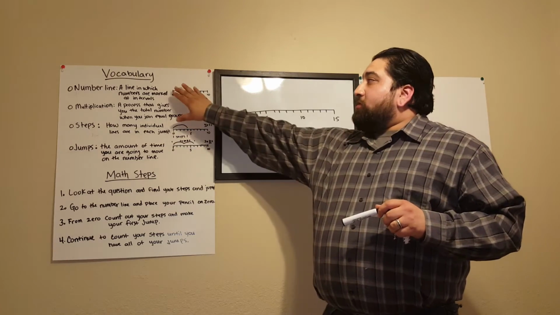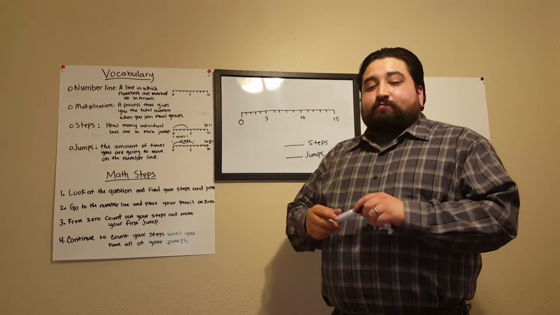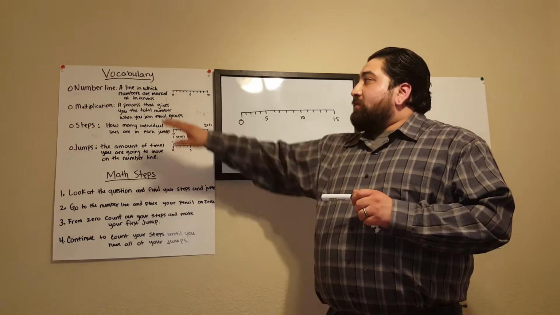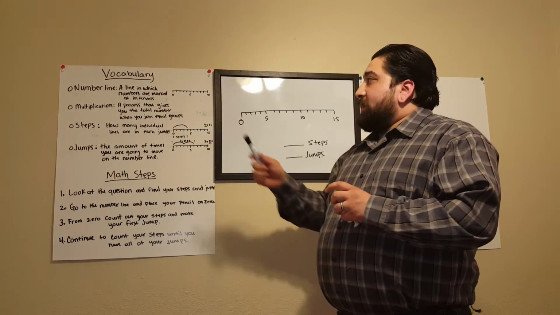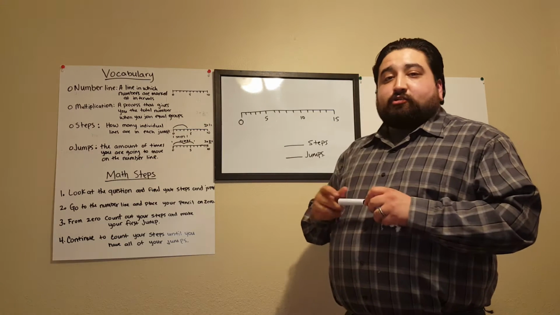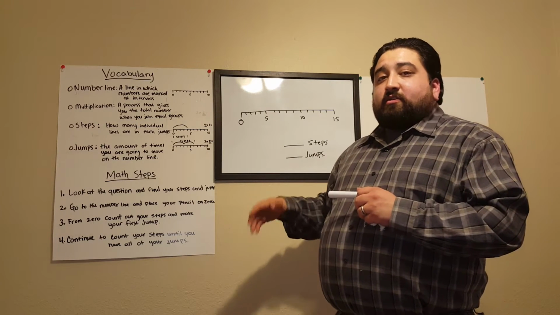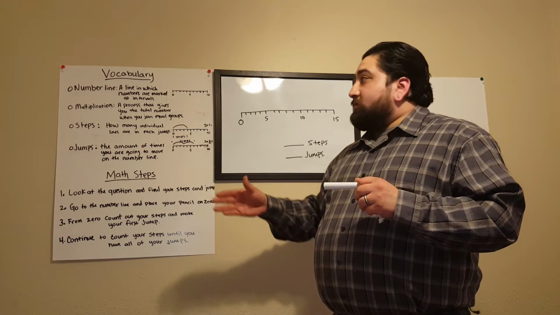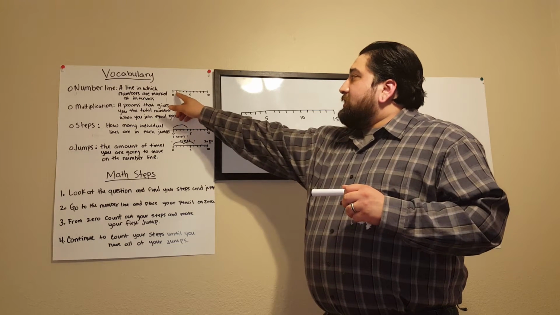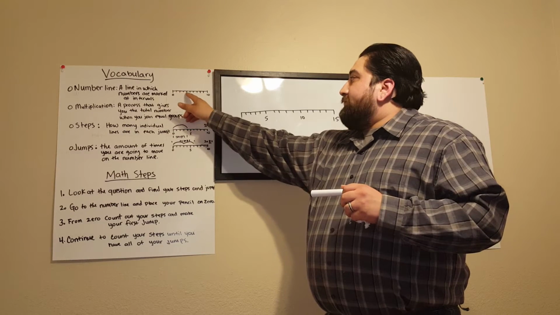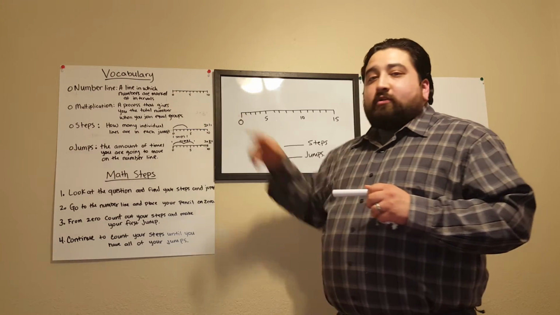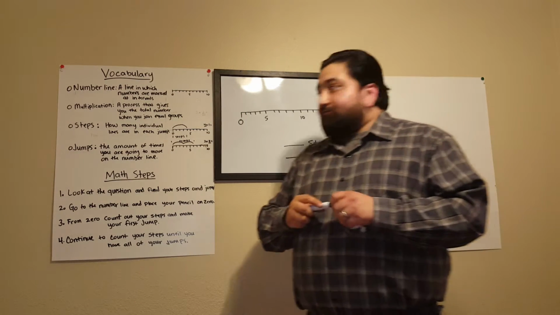Now the first thing we're going to go over is vocabulary. The first vocabulary word we have is number line. A number line is a line in which numbers are marked at certain intervals. You may be asking what an interval is. All an interval is, is each individual line that you count out. So there'll be 1, 2, 3, 4, and 5. You'll mark the numbers on that line.